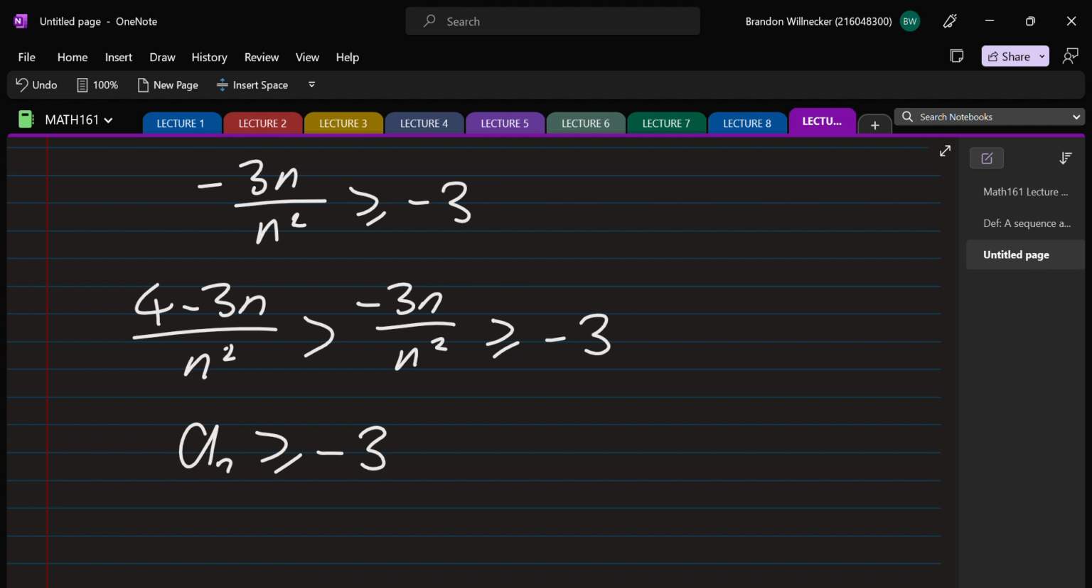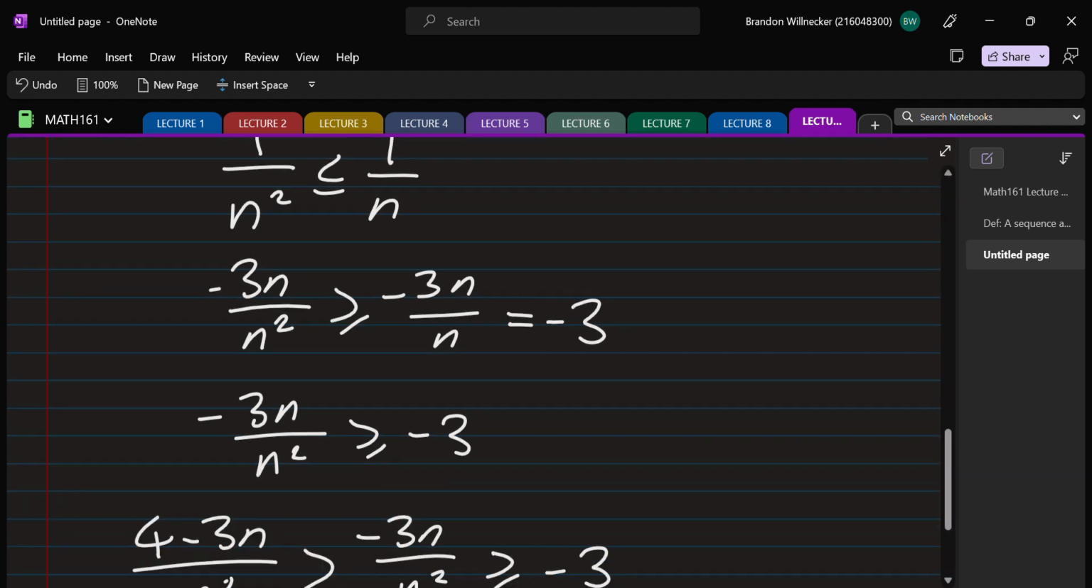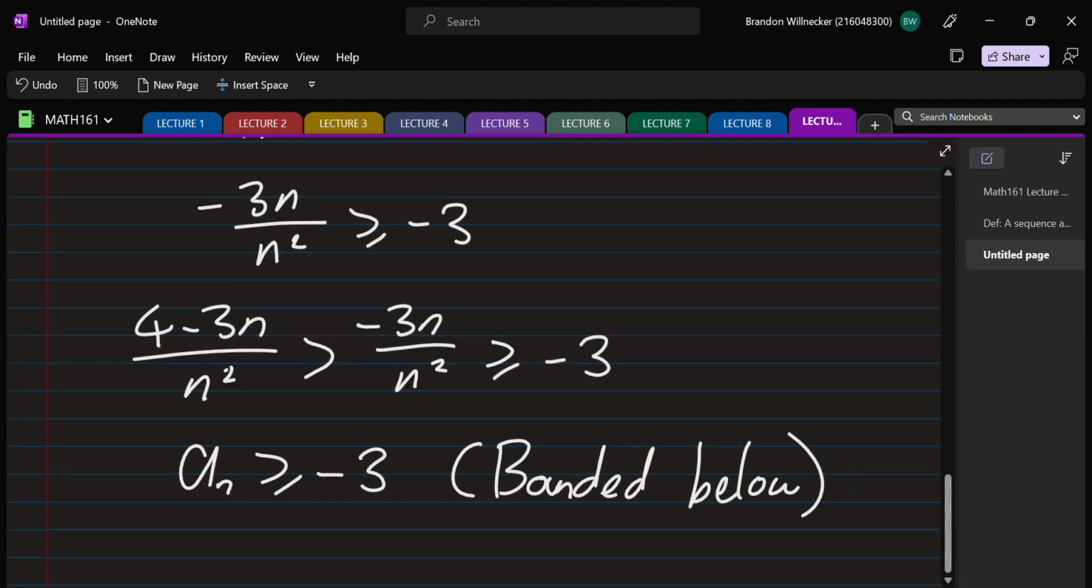Now this could be minus 4, could be minus 5. Anything below that is still a lower bound. So here it is, bounded below. The whole idea is to start off somewhere where we know it's true, for example, n squared is greater than or equal to n, and then work our way so that the left-hand side becomes our an. Then the right-hand side should be a constant. Whatever that constant is, that becomes our lower bound.